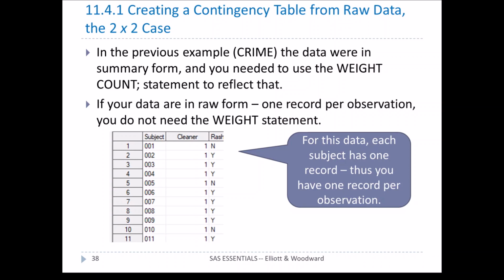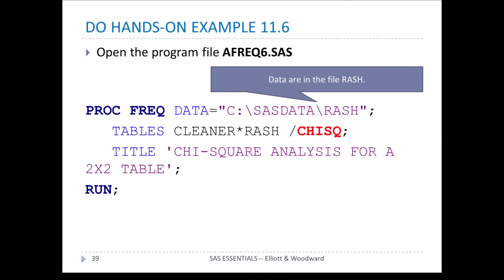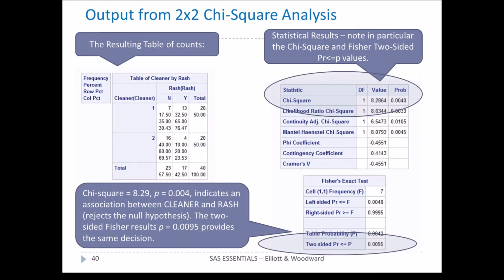You notice subject 1 used cleaner 1 and did not have a rash. Subject 2 used cleaner 1 but did have a rash, and so forth. And so each subject is one record in the data set. So in this case, we don't have to use the weight statement in our analysis. So here we have the analysis where we have PROC FREQ, we're using rash, tables cleaner by rash / chi-square. So let's take a look at what we get here.